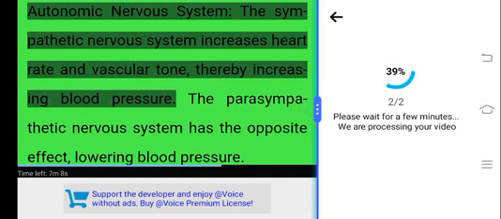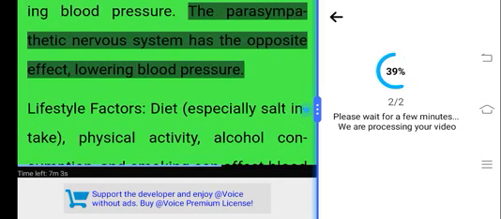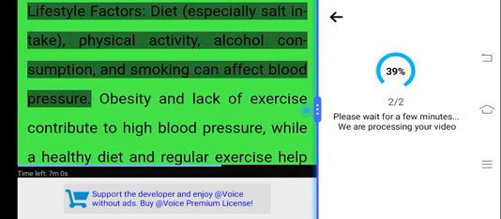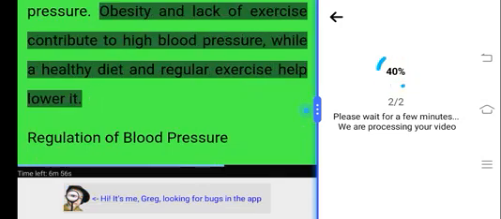Autonomic nervous system. The sympathetic nervous system increases heart rate and vascular tone, thereby increasing blood pressure. The parasympathetic nervous system has the opposite effect, lowering blood pressure. Lifestyle factors: diet, especially salt intake, physical activity, alcohol consumption, and smoking can affect blood pressure. Obesity and lack of exercise contribute to high blood pressure, while a healthy diet and regular exercise help lower it.